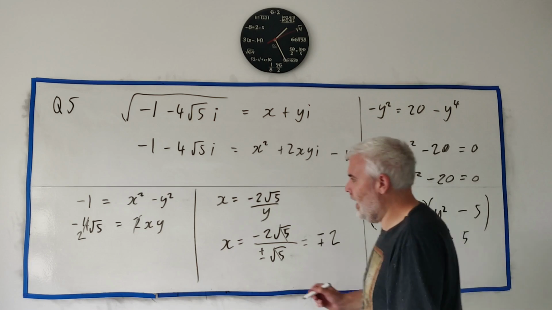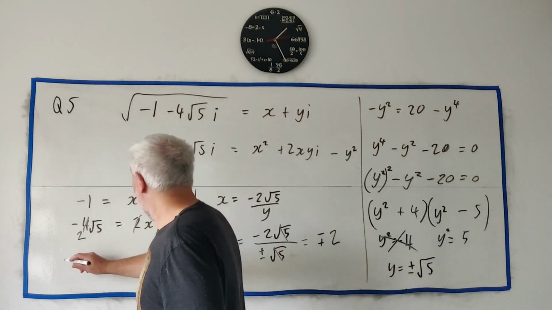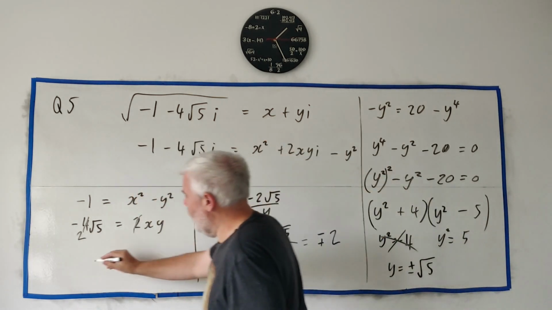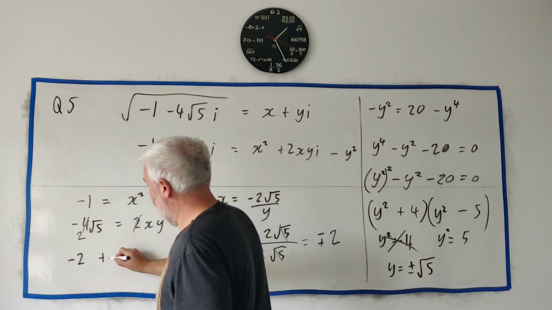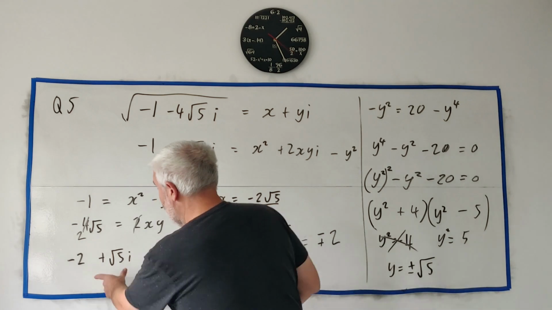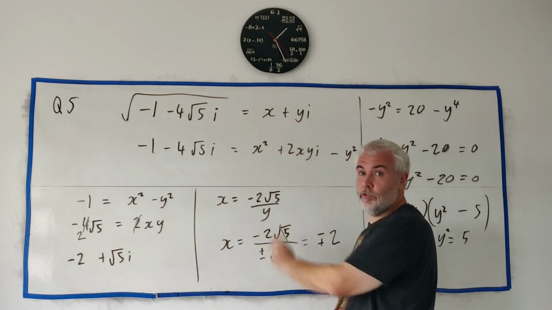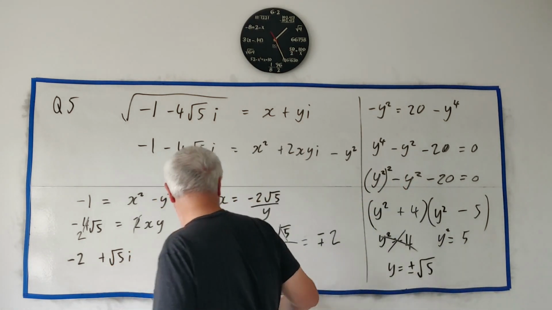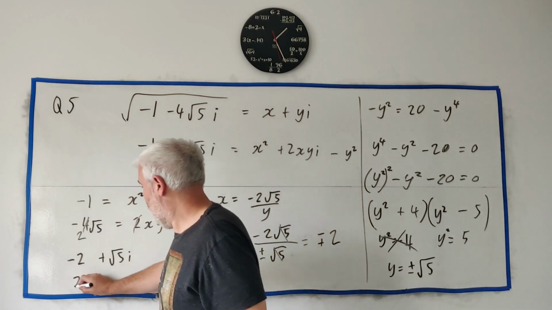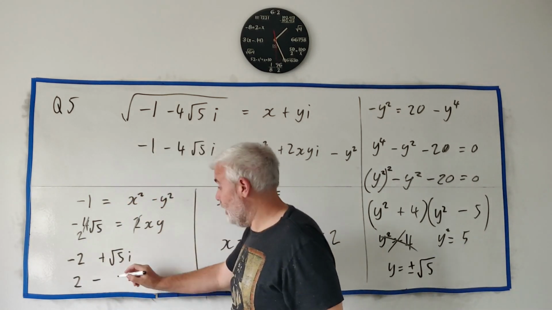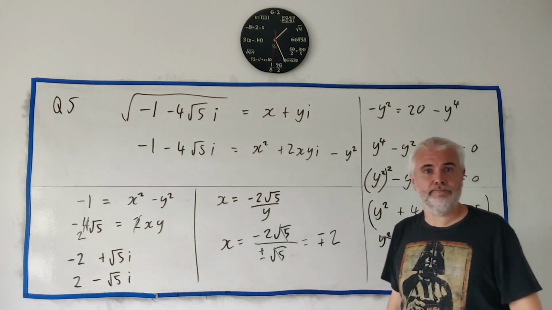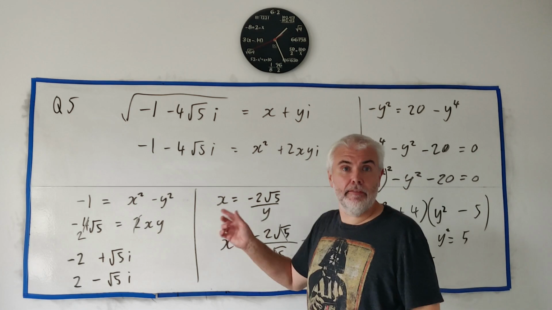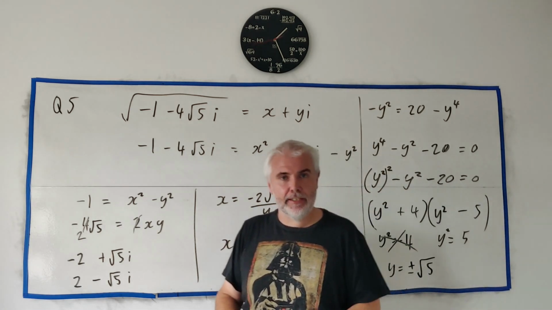That means when I have a minus 2, here's x and y. When we have x being minus 2, y is plus square root of 5. So that's one of our answers, the x plus y. When x is plus 2, y is minus square root of 5. So that's our two answers there. And that's question 5 completed.